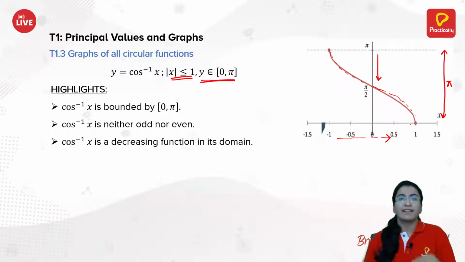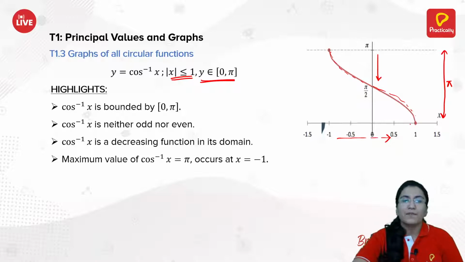You can even say that it is strictly decreasing, because there are no two points which have the same values, right? Since the inverse exists, the function must be bijective. That means it must be one-one and onto also. So no two points can have the same image, right?